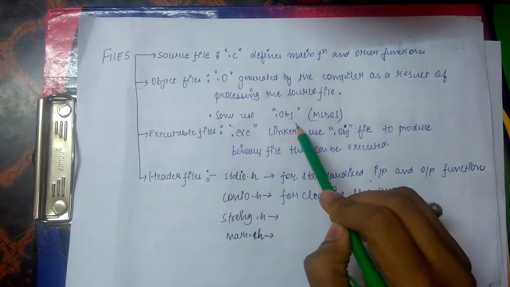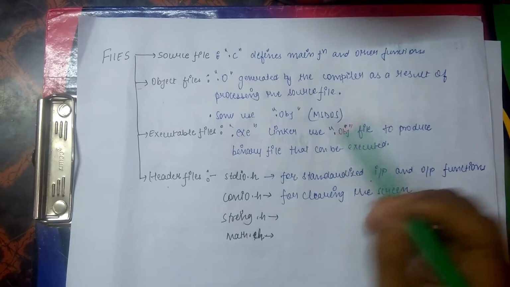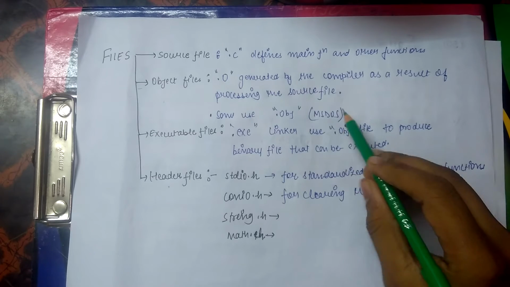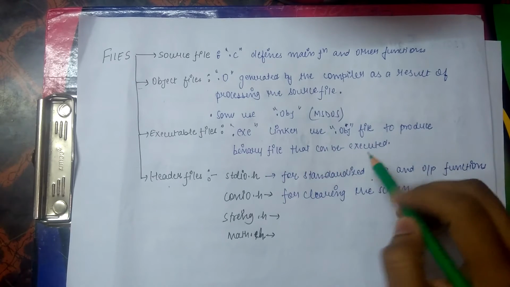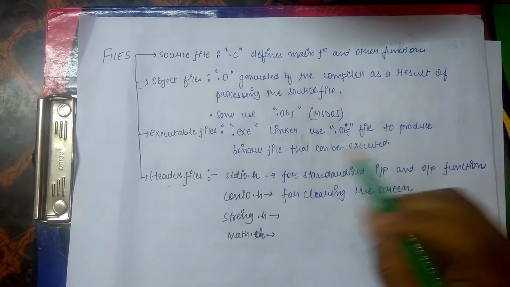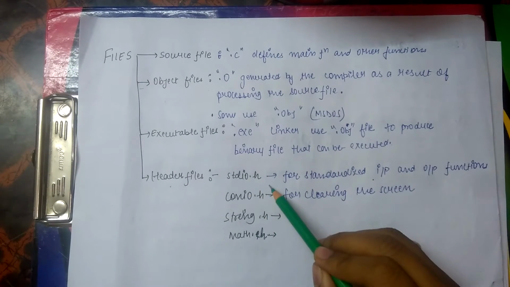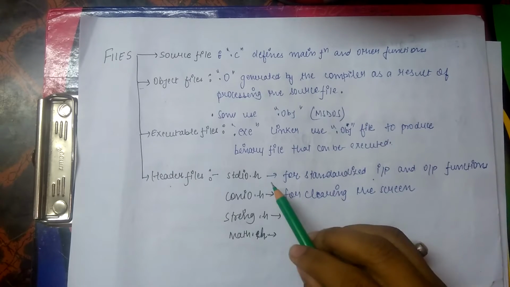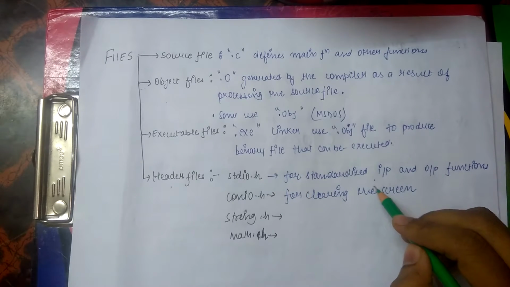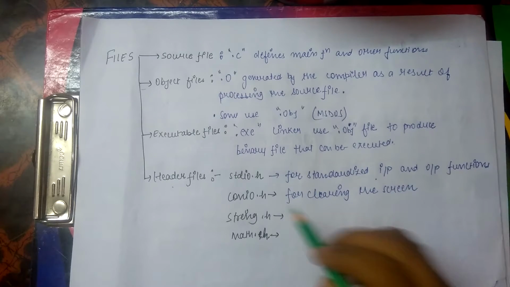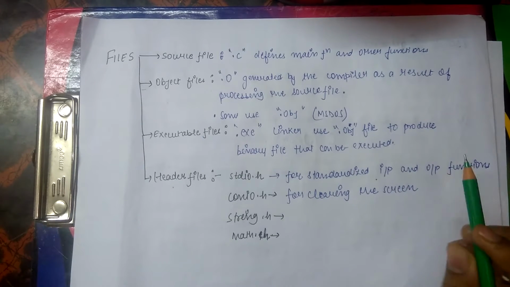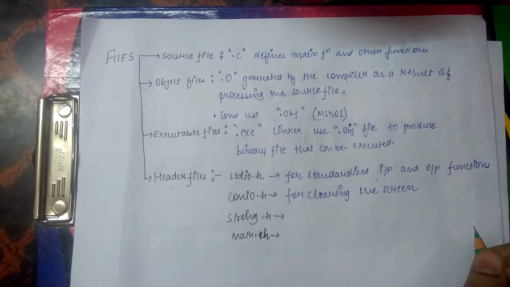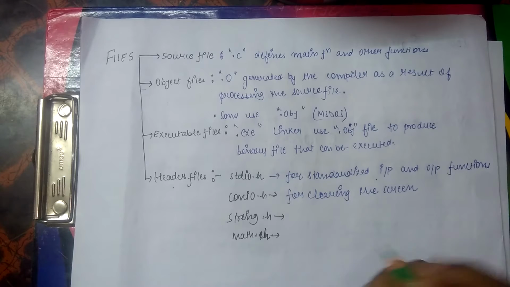We can use .obj, for example, in MS-DOS. Executable files, .exe files. The linker uses the .obj file to produce a binary file that can be executed. Now header files. Header files can be stdio.h, conio.h, string.h, math.h. Stdio.h refers to standard input and output functions. Conio.h is for clearing the screen. String.h is for strings entered in the program. Math.h is for the predefined math functions.